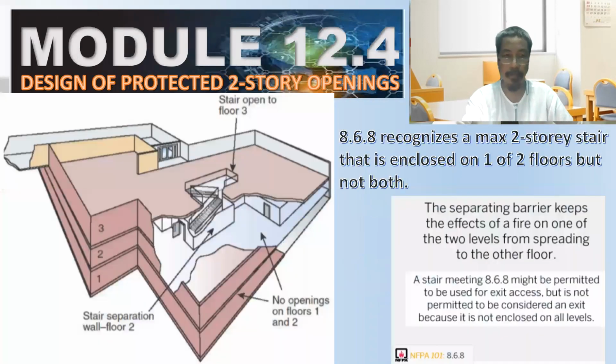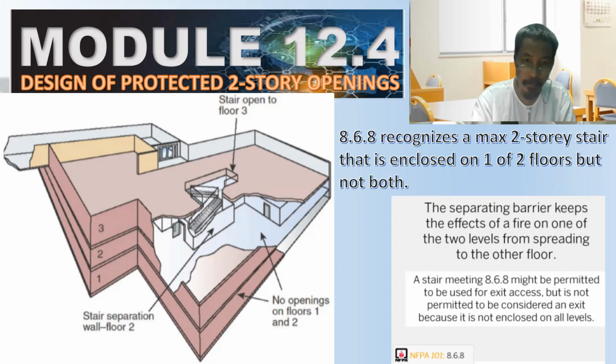Let us proceed. Design of protected two-story openings. We are given a two-point perspective view with indication for stair separation wall, floor number 2, no openings in floors 1 and 2, stair open to floor number 3. So those are indicated on this illustration.